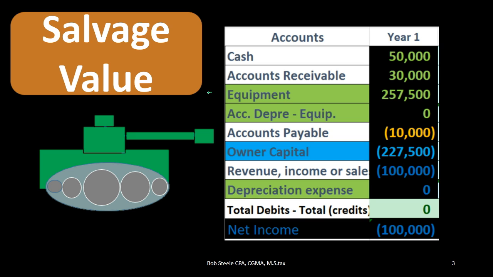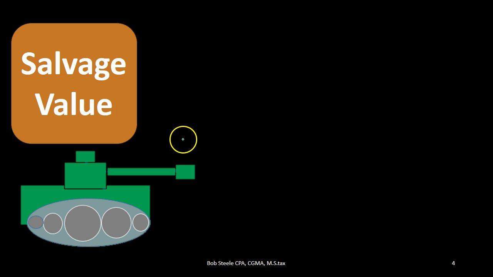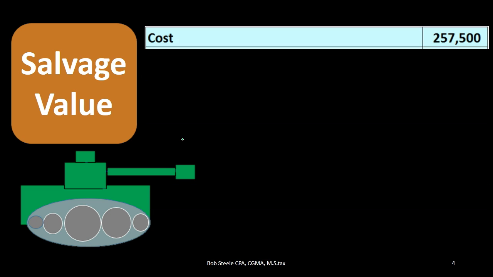It's important to note a couple of different things. One area where we need to know the salvage value is when we calculate depreciation. The most common example of depreciation is straight line depreciation. The calculation looks something like this.